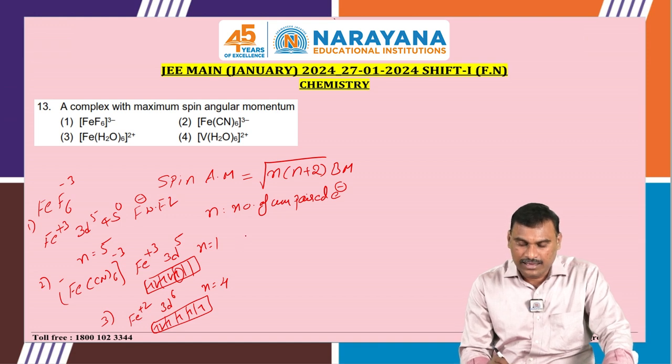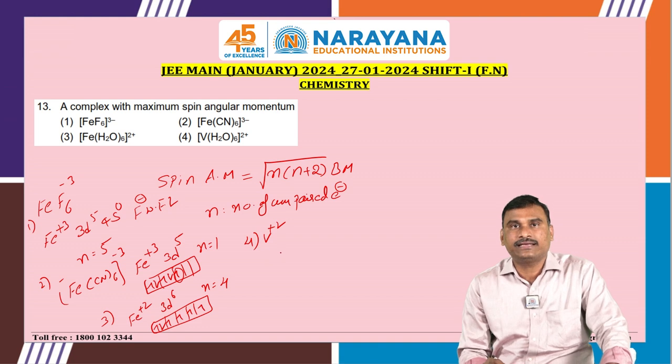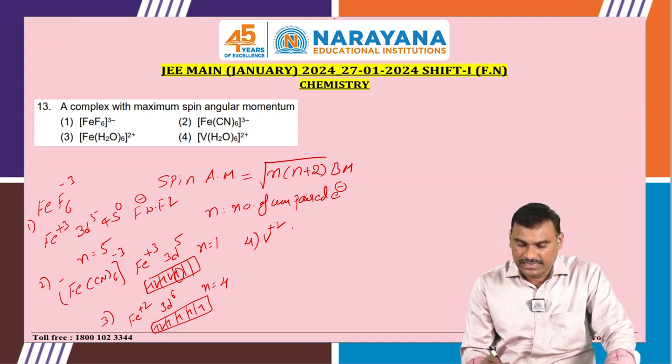And if you go for option 4, vanadium plus 2, okay, scandium, titanium and vanadium, that is plus 2, d3 configuration and 4s0, 3d3 4s0.